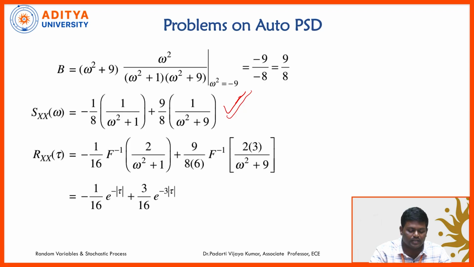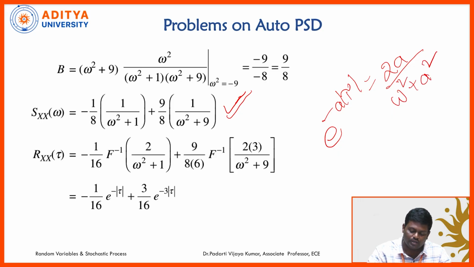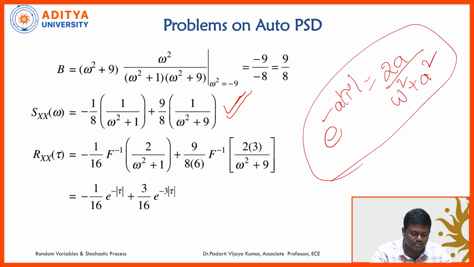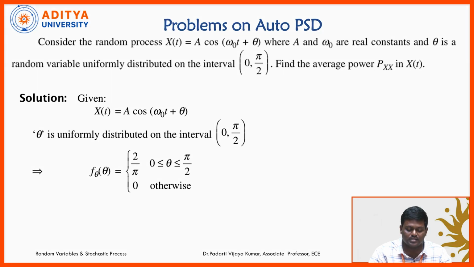So, we will apply the inverse Fourier transform concept here. By applying it, this can be written as e power minus tau, and this is written as e power minus 3 tau. Since e power minus a tau corresponds to 2a by omega square plus a square, applying this relation, this is e power minus tau, this is e power minus 3 tau.